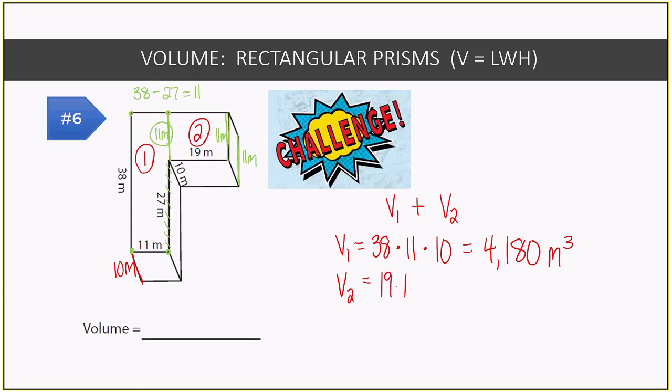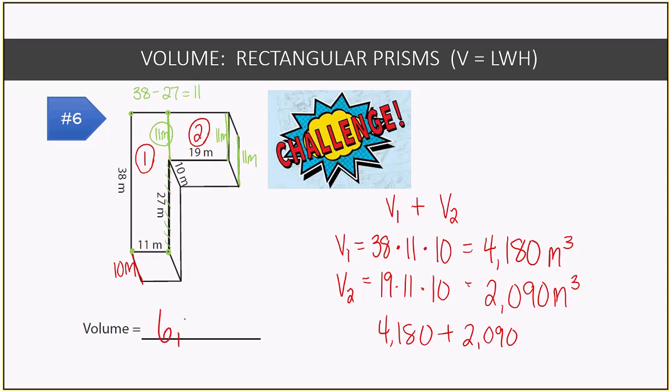It's 19 times 11 times 10. So we multiply those three numbers together, 19 times 11 times 10, and we get 2,090 meters cubed. But again, these aren't our final answers. The final answer is the volume of the whole figure. And the whole figure is 4,180 plus 2,090. And so now we add those two numbers together and we get a total volume, I'll write it over here on this line, 6,270 meters cubed.